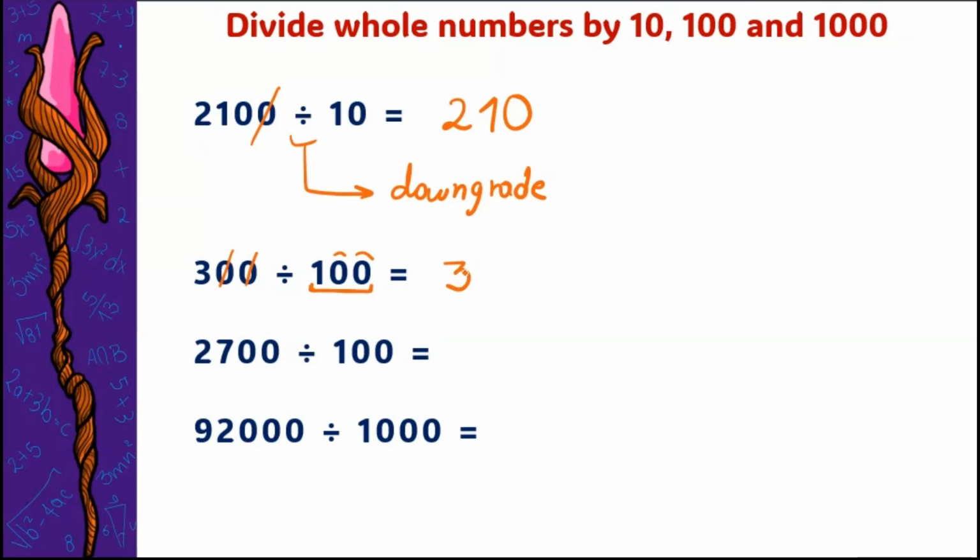And that makes sense because 3 times 100 is 300. In the next one, we have 2 zeros in the division, 2 zeros that we take away: 27. And finally, we divide by 1000, 3 zeros, so we take away 3 zeros: 92. That's it. A little later, you are going to see what happens when we don't have zeros to take away. We are going to have to use decimals.